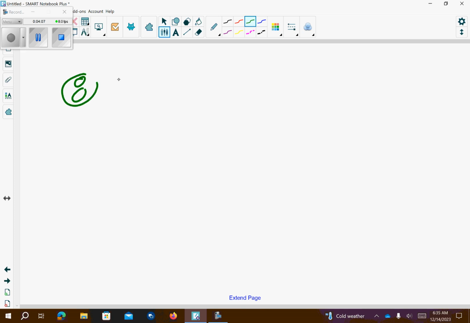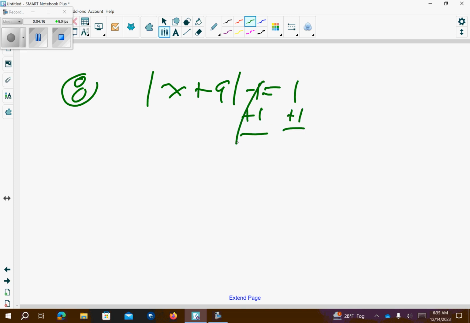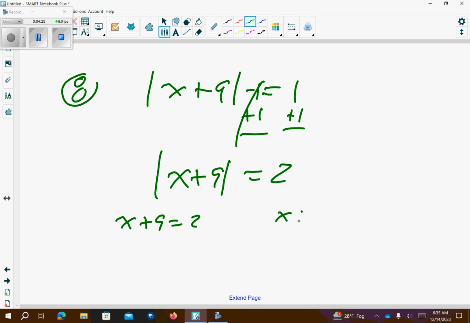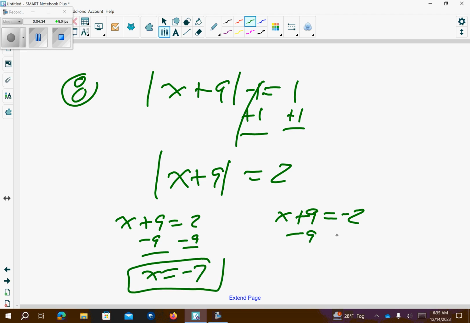Number 8, you have something that looks like this. There's minus 1 equals 1. So if I add the 1 to both sides, those are going to cancel. So x plus 9 is equal to 2. And then just break it into 2 problems where you have x plus 9 equals 2, x plus 9 equals negative 2. Subtract 9 from both sides. So x equals negative 7. Subtract 9 from both sides. So x is also equal to negative 11. So you have 2 answers on those, okay?